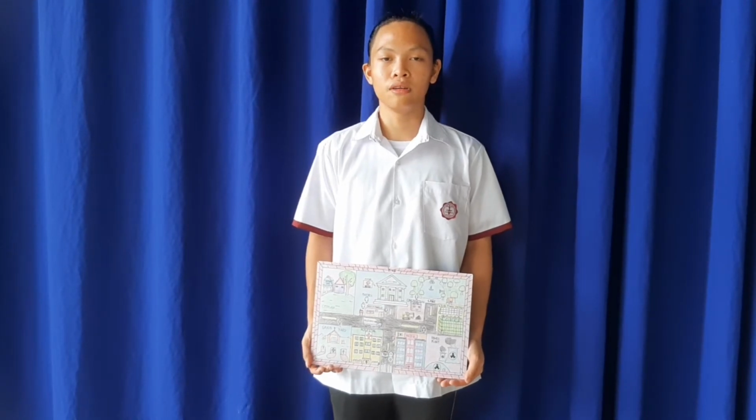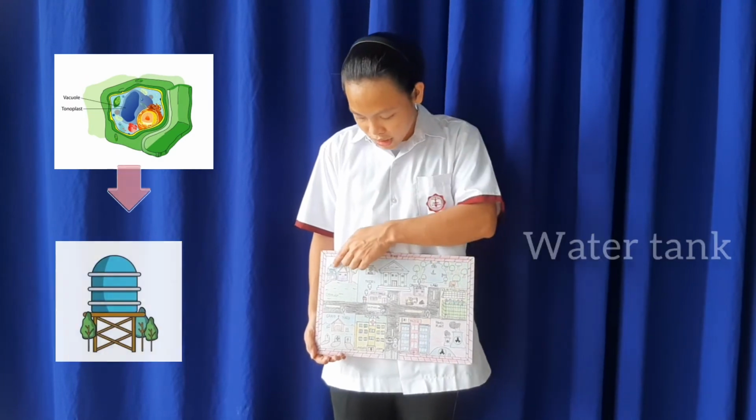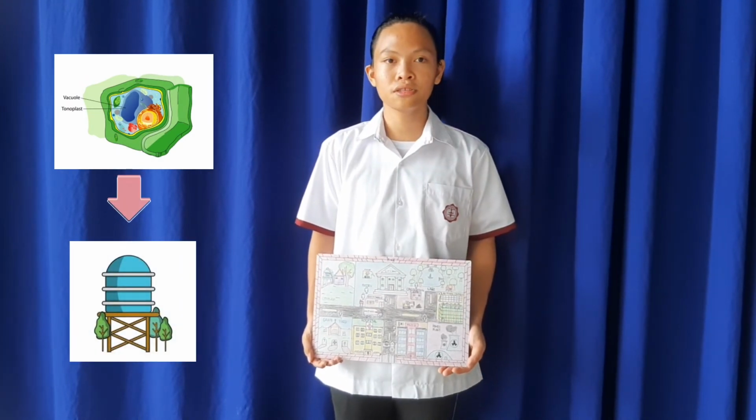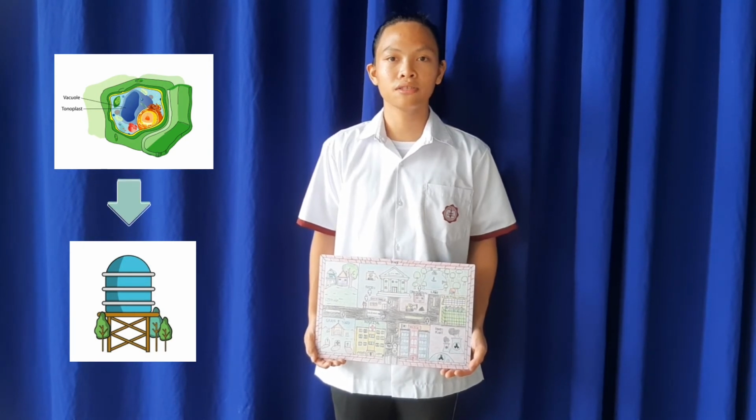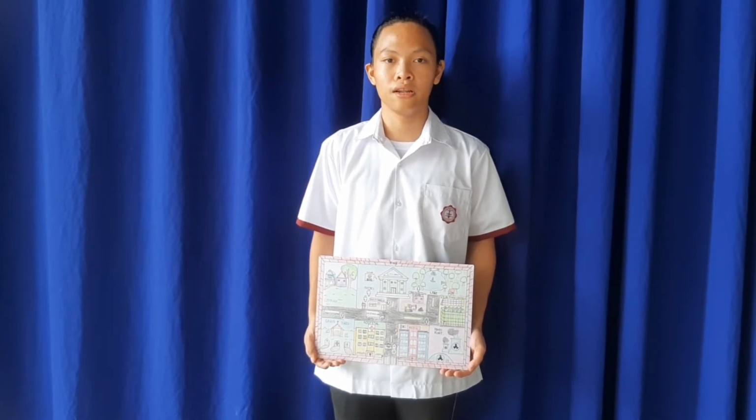Next is the vacuole. The vacuole is represented by the water tank because it stores water to have drinking water inside the city. Just as the vacuole stores water and also food in the cell.